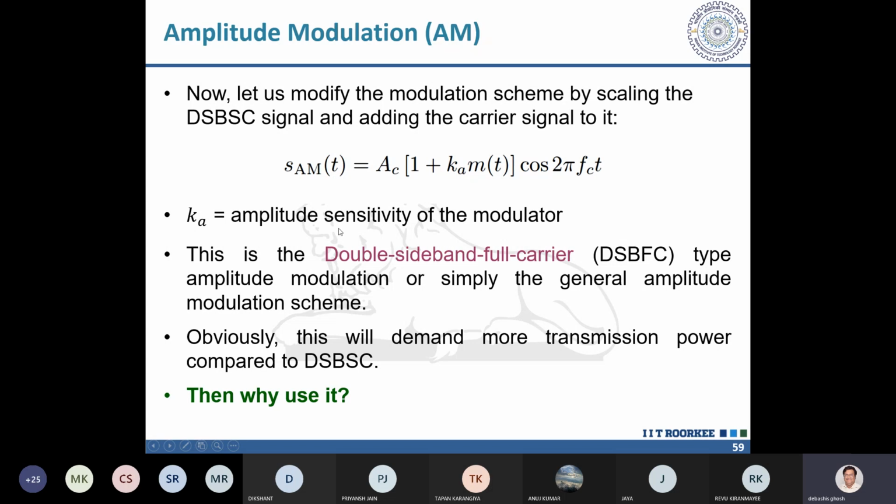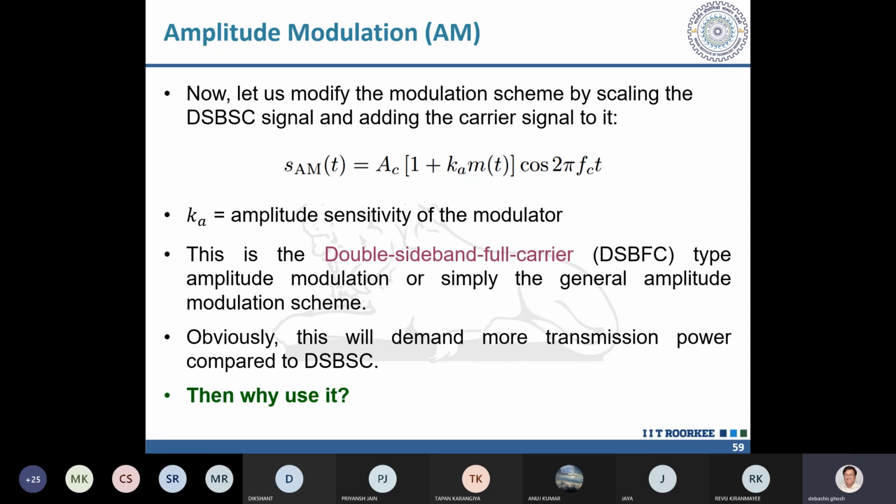What is this Ka? Ka is called the amplitude sensitivity of the modulator. And this type of modulation we call double sideband full carrier, because the carrier is now added here. That's why the previous one we call suppressed carrier, and this one we call full carrier. In fact, this is the general amplitude modulation scheme that we use.